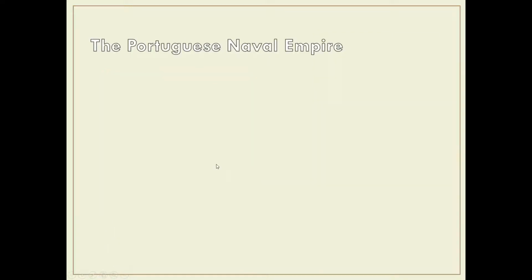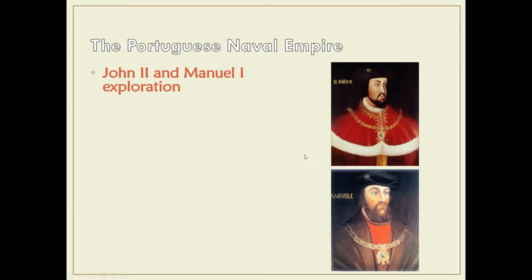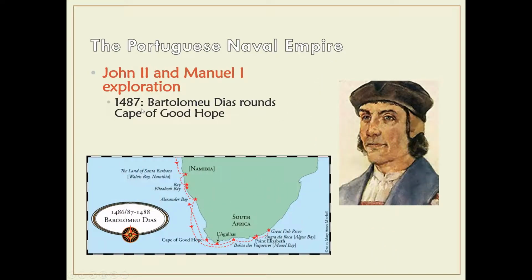So the very first European force that made it towards Southeast Asia was Portugal, under King John II and Manuel the First. We have this encouragement and funding of exploration. And this leads to Bartolomeu Dias rounding the Cape of Good Hope in 1487 and beginning to set up fortifications around the eastern coast of Africa shortly after that.